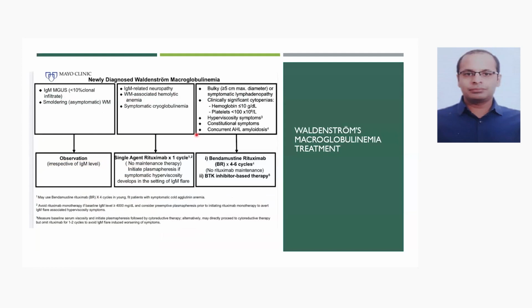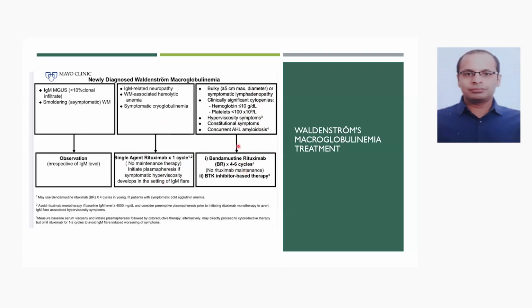So, how do you proceed for treatment? If this is an IgM MGUS and asymptomatic, you do observation only. If there are symptoms like neuropathy or hemolytic anemia, you can consider only rituximab without any maintenance. If there is hyperviscosity, you have to consider urgent plasmapheresis and starting therapy. If there are other symptoms like bulky lymphadenopathy, cytopenias like hemoglobin less than 10 or platelets less than 1 lakh, or constitutional symptoms, you have to give chemotherapy in such scenarios.